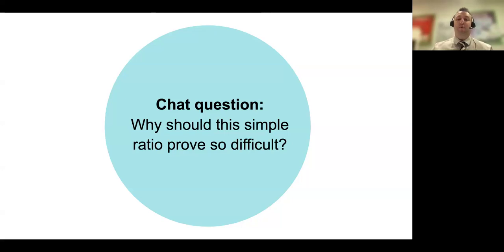Why should this simple ratio prove so difficult to students? I'm going to look at an answer that a student has given in a moment or two, just so we can see their processing. Anybody have any ideas they want to share with us? Why is this simple ratio so difficult for students? I've got one suggestion.